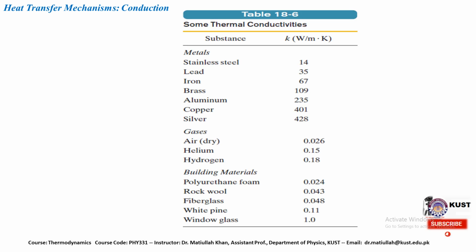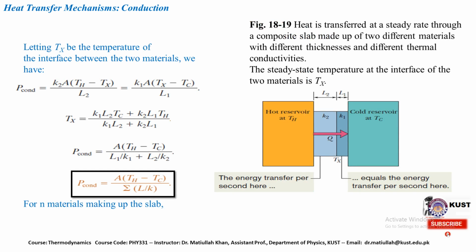Here we have some examples of the values of the thermal conductivity of different metals. We have stainless steel, iron, brass, and window glass, and the thermal conductivity of these materials is mentioned here. The other process of heat transfer is conduction, which we already discussed, and its value is expressed here.